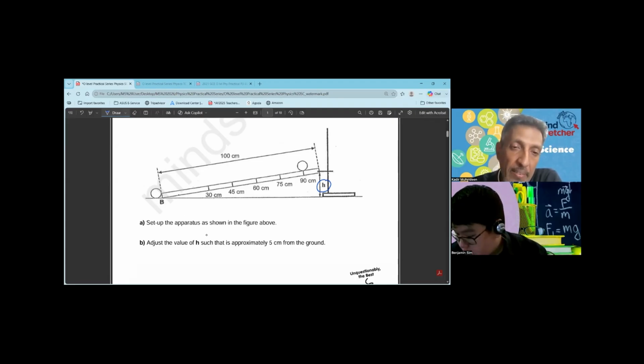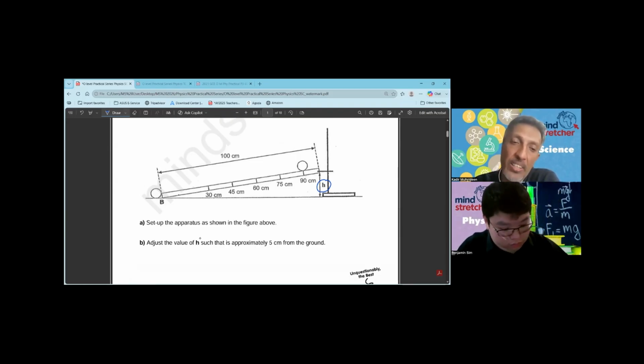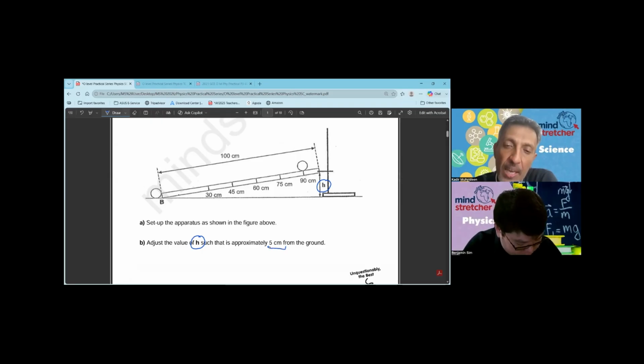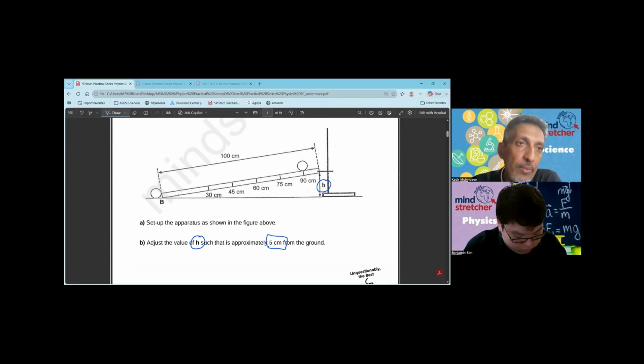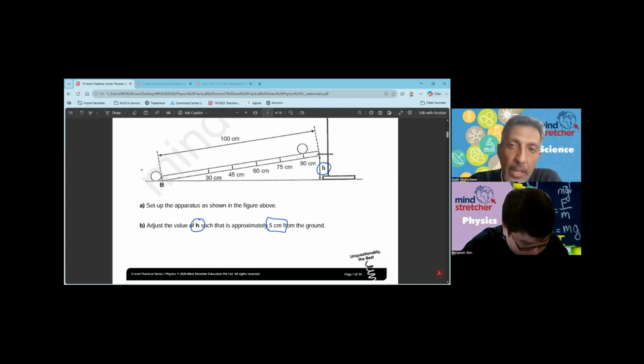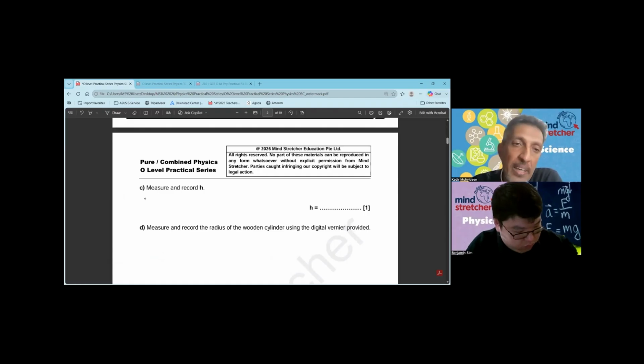They said set up the apparatus. So if it was you, you will be setting this up, and then you will adjust the value of H such that it's approximately 5 cm from the ground. Approximately 5 cm from the ground. Okay, so they already said set it up at 5 cm from the ground. So you have to be careful about this information.